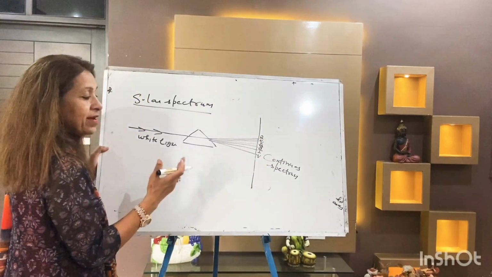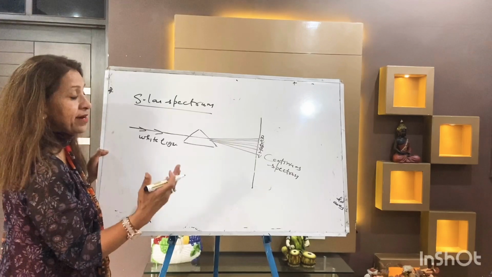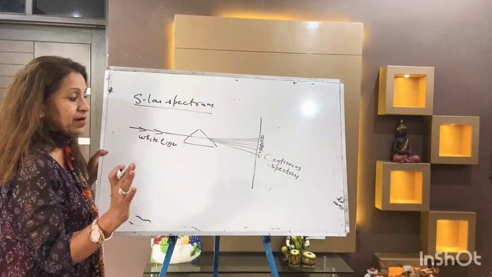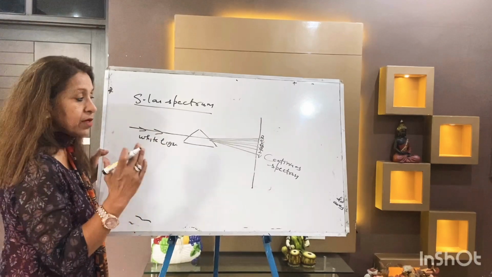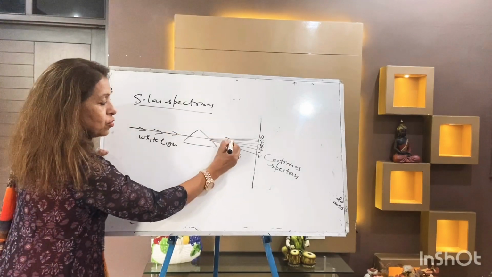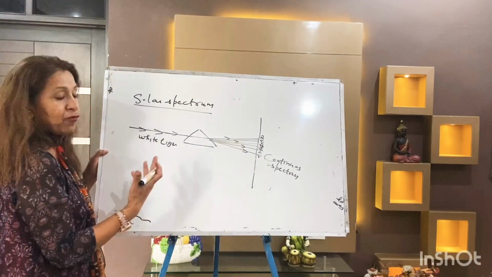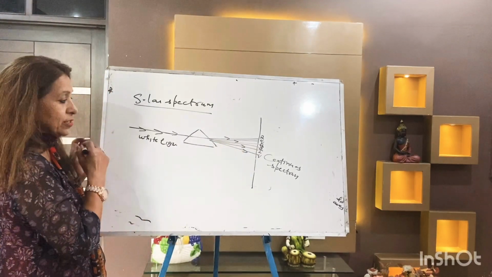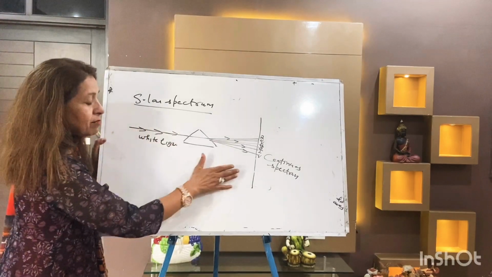VIBGYOR. One color ends, the other starts. That ends, the other starts. There is no gap between the colors. So that's the reason the solar spectrum is called a continuous spectrum. This is called dispersion of white light, polychromatic light. Okay, so now this is all about the solar spectrum and VIBGYOR.